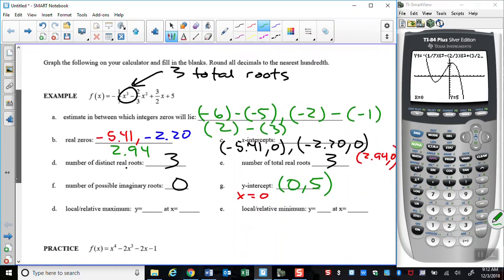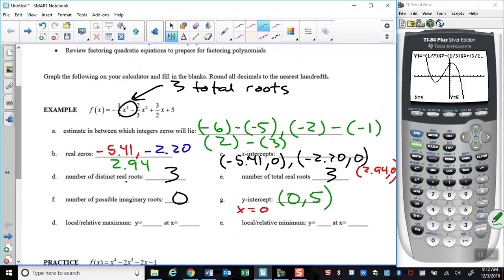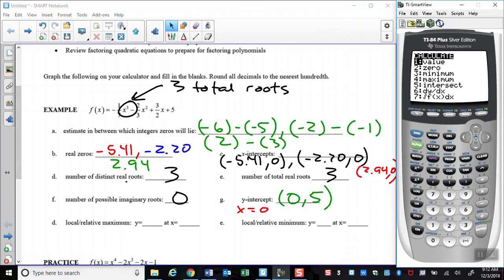All right, local and relative max and mins. All right, look at how we're writing this. This is the y value first at an x value. All right, so we're doing second calc minimum to start. So that means we're doing this one to the left. So do a little bit to the left of that point, enter. A little bit to the right, enter. Enter again.